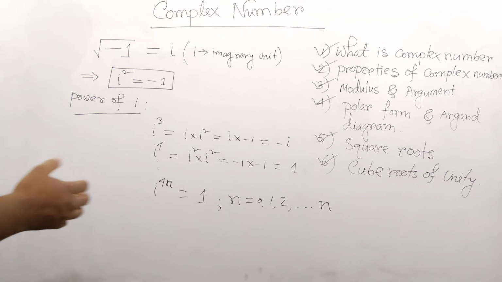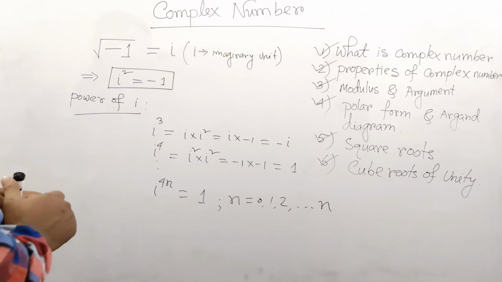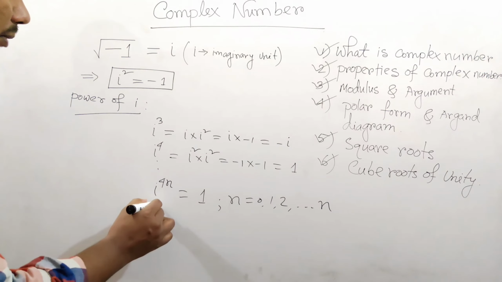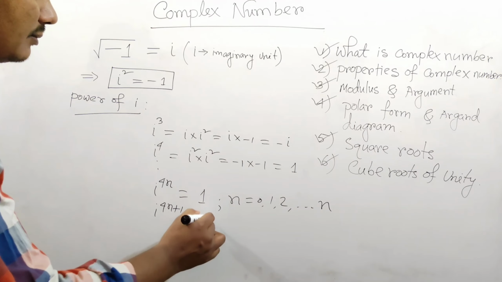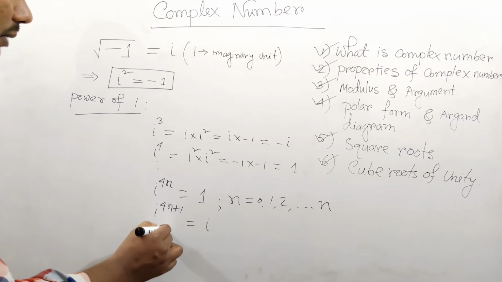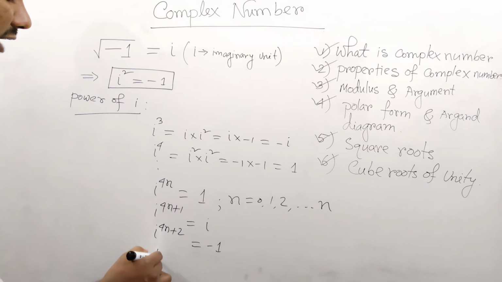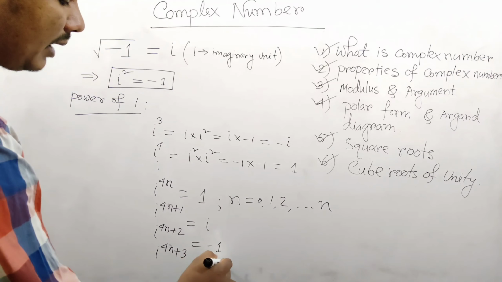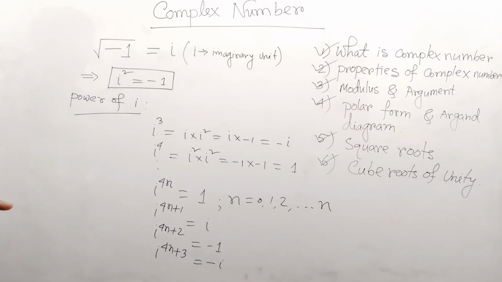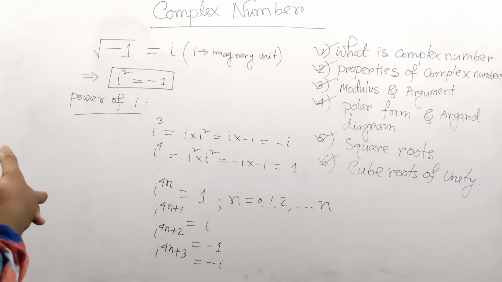That means i to the power of anything which is a multiple of 4 can easily be written as 1. If it is i to the power 4n plus 1, then you can write it simply as i. If it is i to the power 4n plus 2, you can write it as -1. If it is i to the power 4n plus 3, then you can write it as -i. In that way you can easily find the power of i. This is so important because in some cases this question will come in your exam.